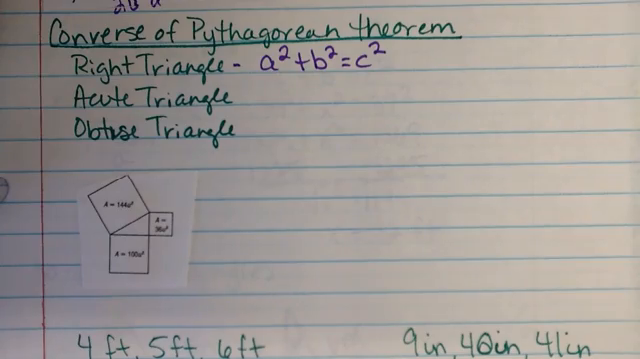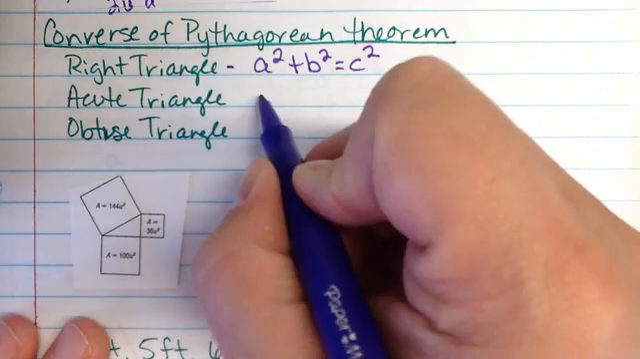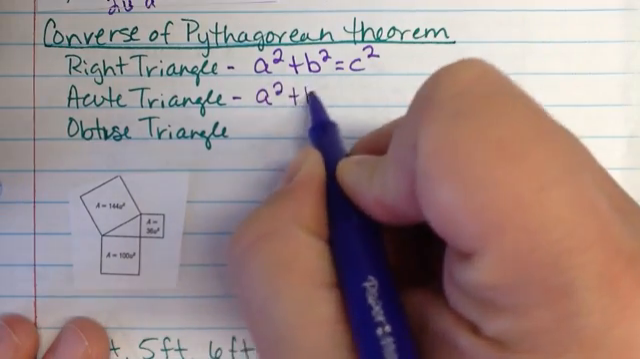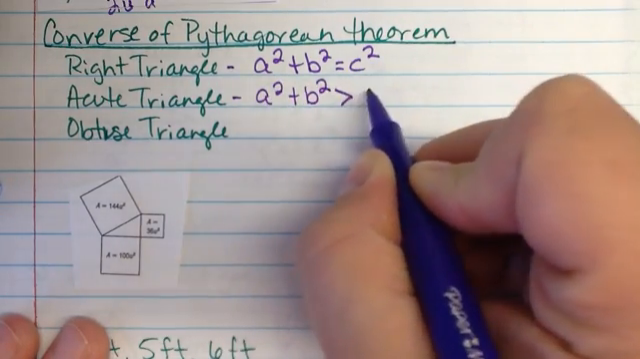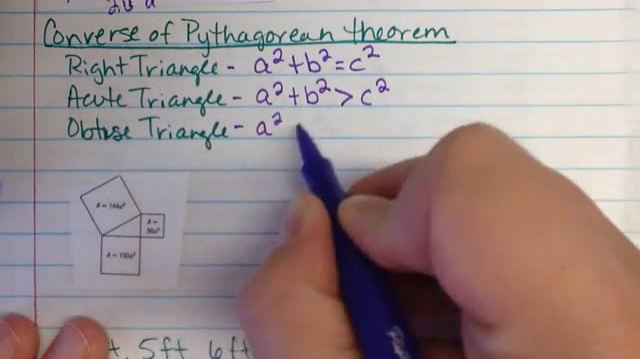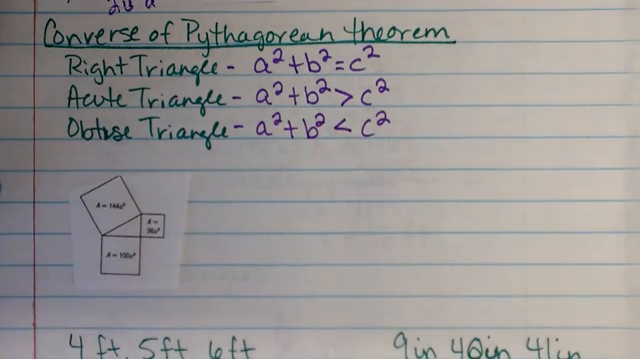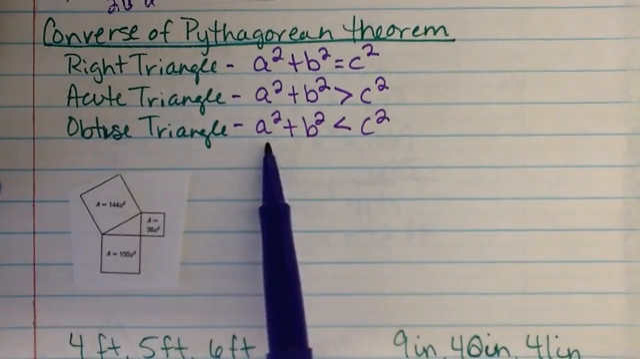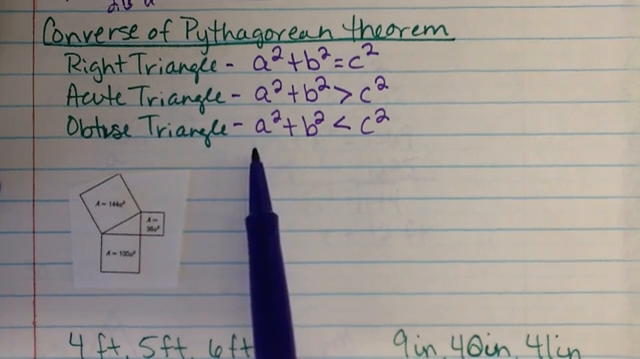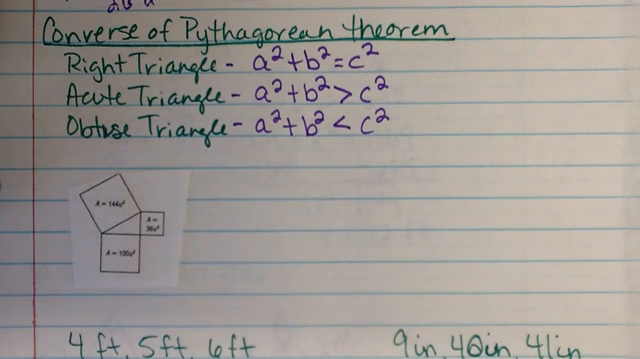Okay, for an acute triangle, that is where it is a little bit different. And we talked about this in investigation 3 of Looking for Pythagoras. Okay, an acute triangle was A squared plus B squared greater than C squared, and an obtuse triangle was A squared plus B squared less than C squared. And what these squares mean is the area. So we're looking at the areas and seeing if they equal C, greater than C, or less than C.